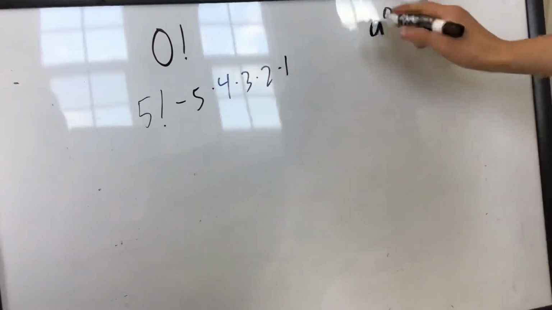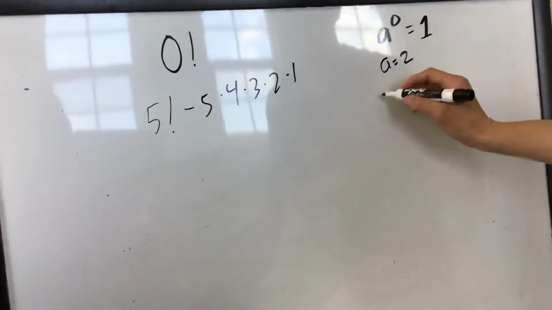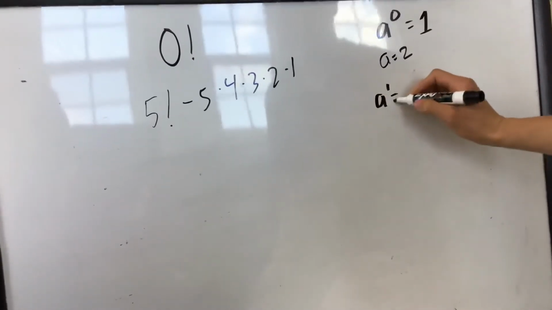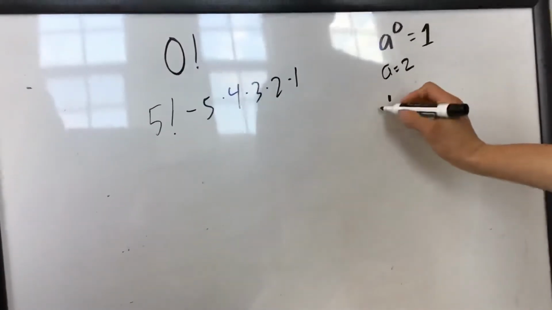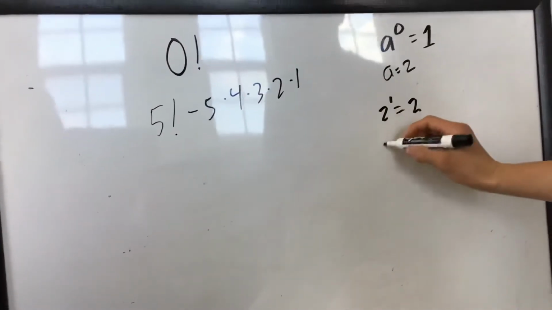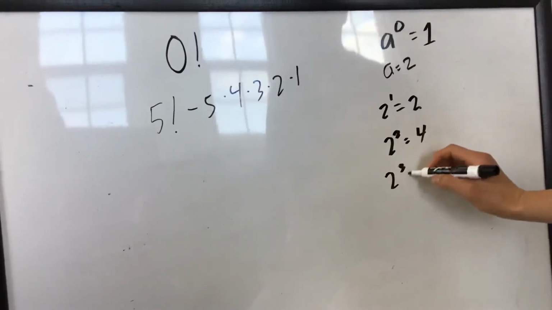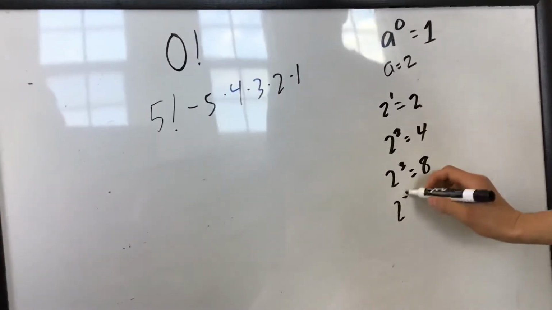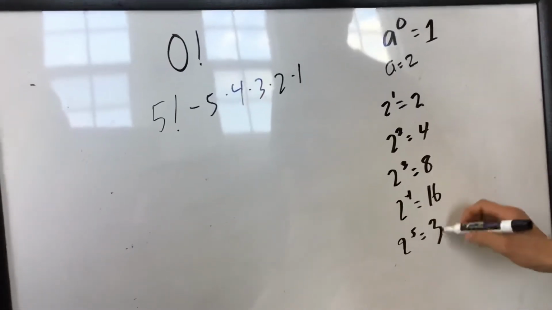And that's because if we assign a random value to a, let's make a equal to 2. So we have a to the power of 1 equals, or I'll just write a 2 in so it's easier. So 2 to the power of 1 is 2. 2 to the power of 2 is 4. 2 to the power of 3 is 8. And so forth. 2 to the power of 4 is 16. 2 to the power of 5 is 32.